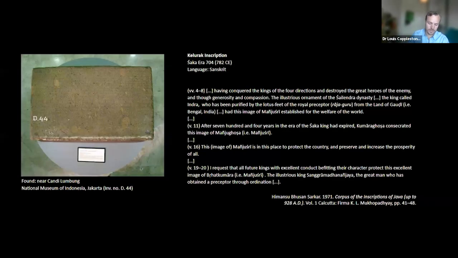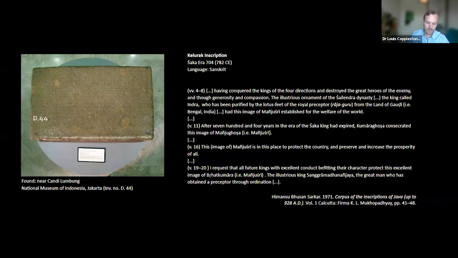The so-called Kalurak inscription was found near a village of the name 300 meters south of Chandi Sewu near a satellite temple called Lumbung. Its 20 verses are composed in Sanskrit and inscribed in the North Indian Siddhamatrika script, which was current in North and Eastern India at the time, and it gives its date in the Shaka era equivalent to 782 CE.